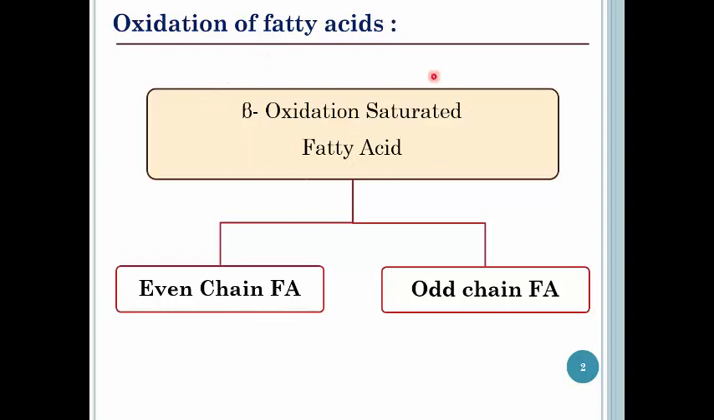For the beta oxidation of saturated fatty acid, as we all know, saturated fatty acid can be of even chain or odd chain. So first we start with the oxidation of even chain fatty acid, and then we will see just the difference between even and odd chain.